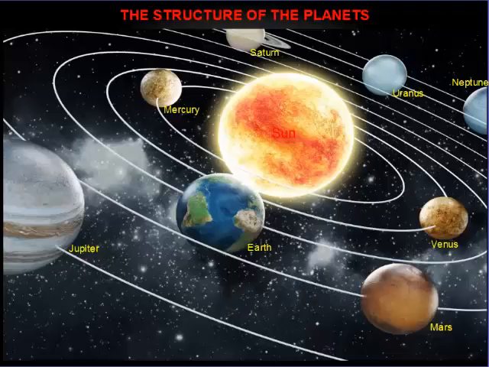So this is how the planets have been structured. We have the sun in the middle of the planets. We have Mercury, which is the closest. We have Venus, Earth. Then we come to Mars. From Mars to Jupiter. From Jupiter to Saturn, Uranus, and the last planet is the Neptune. So that is how the system has been structured.